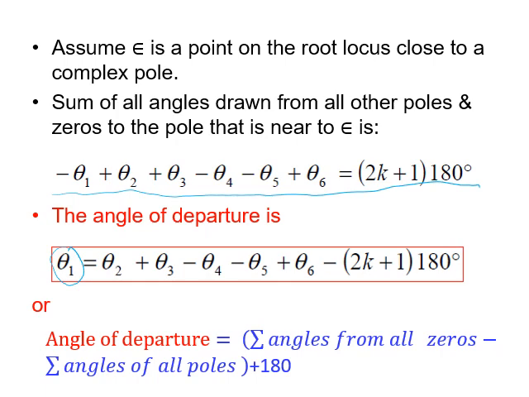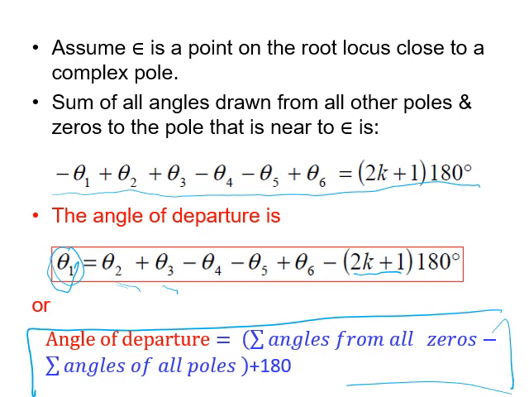So when we calculate it, it's going to be theta 1 equal to theta 2 plus theta 3. I mean, the angle of zeros minus the angle of poles, all minus (2k plus 1) into 180. Or even we can write the equation in a much easier way. What is that way? Which is shown here, this one.